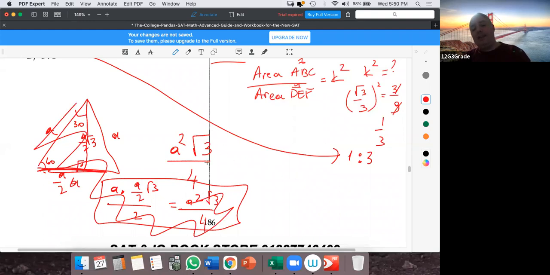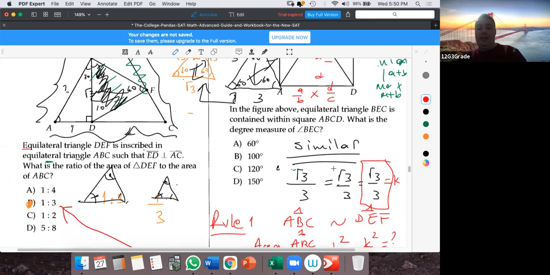Just memorize. One side of the equilateral triangle is a. For example, 5. What is the area? 5 squared root 3 over 4. That's it. If one side is 2, 2 squared root 3 over 4. Okay, enough.